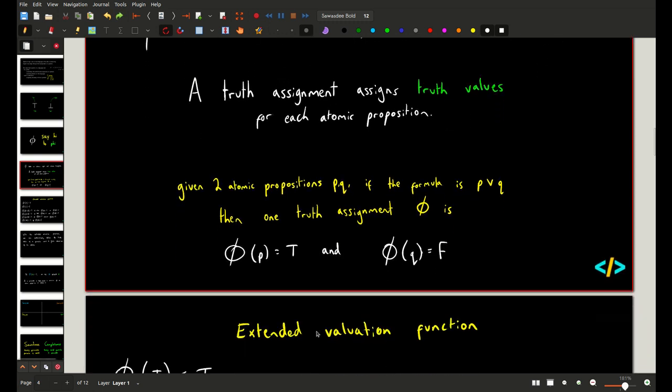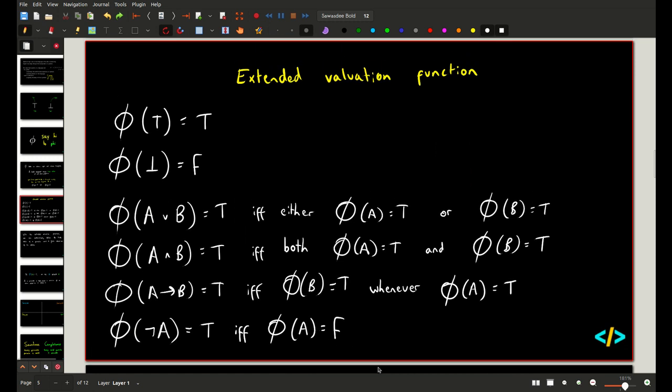So, moving on, the extended valuation function just defines some extra stuff. As well as atomic inputs, if we evaluate the logical true, we just get T for true. If we evaluate the logical false, we get F, which represents false. Then phi of A or B is true if either phi of A is true or phi of B is true. Phi of A and B is true if phi of A is true and phi of B is true. These are quite trivial and simple to understand. Phi of A implies B is true if phi of B is true whenever phi of A is true, and phi of not A is true if phi of A is false.